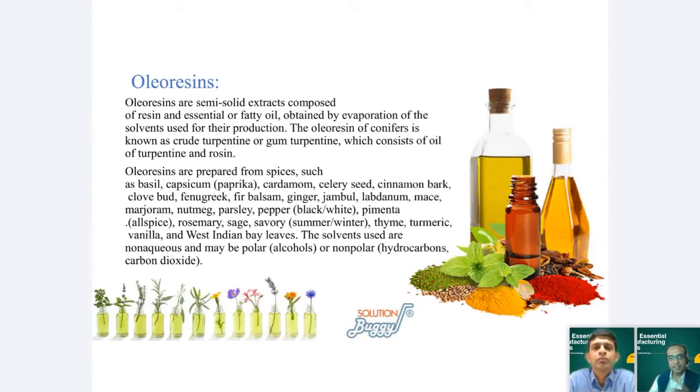Celery seed, cinnamon bark, basil, capsicum, paprika: these are oleoresins, and these can also be done in a single plant. If you are targeting curcumin and other flavonoids or resinoids from the turmeric industry, curcumin can also be converted to the gingerol extract or ginger oil extract. So a multiple product plant will always be feasible for this industry, and it has always been preferred.